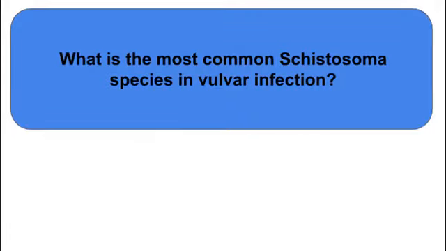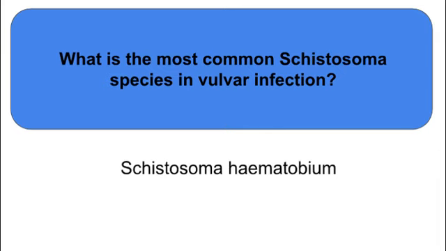Feel free to pause the video to give yourself time to answer the questions. What is the most common schistosomiasis species in vulvar infection? Schistosoma haematobium. Of note, although schistosomiasis of the urinary tract is a known risk factor for squamous cell carcinoma of the bladder, there is not a known correlation in the female genital tract.